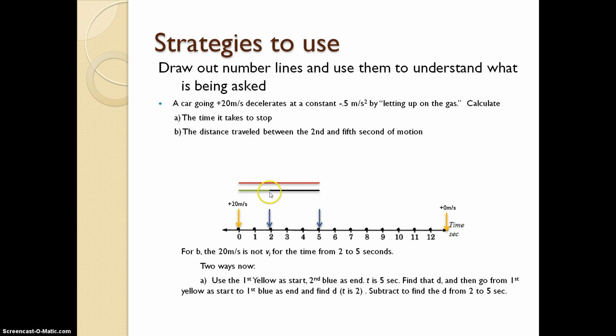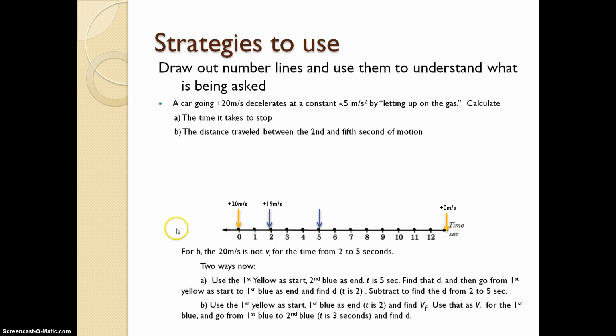So for the green section of the number line, which is from 0 to 2, time is 2 seconds, the initial velocity is this yellow arrow, and the final velocity I'm not going to solve for, but I am going to solve for the distance. Time, acceleration, initial velocity, that's 3 of the 5 things. And then once I find that distance, and I know the distance from 0 to 5 seconds, I subtract them and I get that distance remaining.